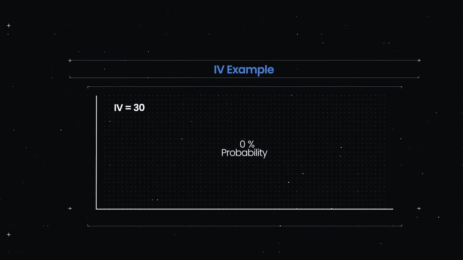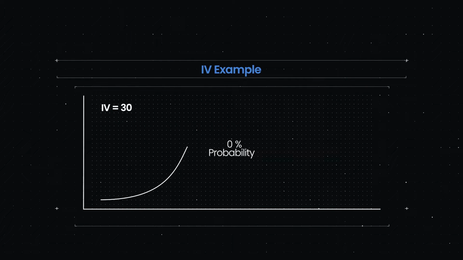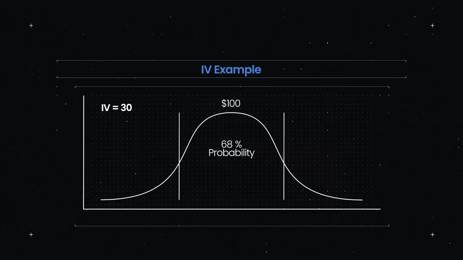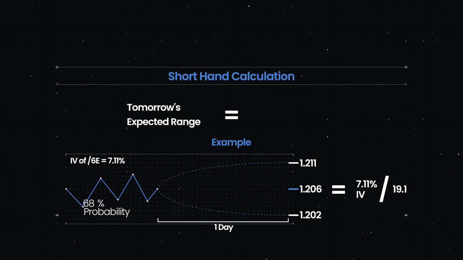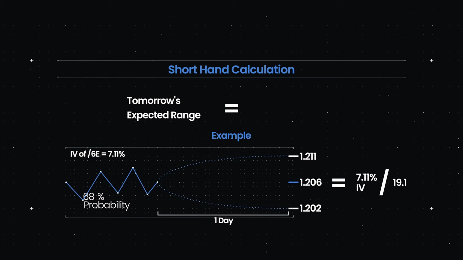As an example, let's imagine the underlying is trading at $100 and has an IV of 30%. The one standard deviation range would be $30 over the next year, so there is an implied probability that the underlying would be between $70 and $130 in a year. A shorthand calculation to find the market's expectation for price ranges tomorrow is: the expected range is equal to plus or minus IV divided by 19.1.